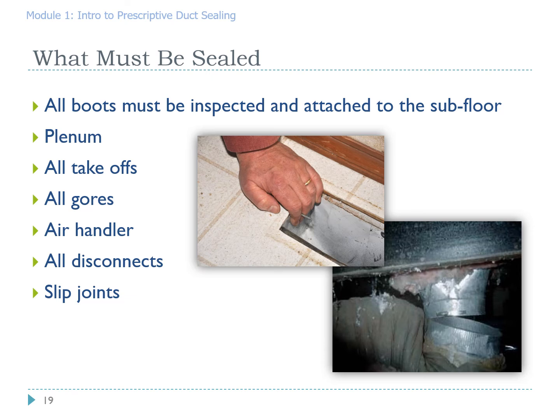What must be sealed? The basic tenet of this program: if you can reach it, if it's accessible, you have to seal it. What parts do you really have to seal? All boots must be inspected and attached to the subfloor. The plenum must be sealed. All takeoffs must be sealed. All gores on adjustable elbows. The air handler itself, and of course all disconnects and slip joints between sections of sheet metal ductwork.